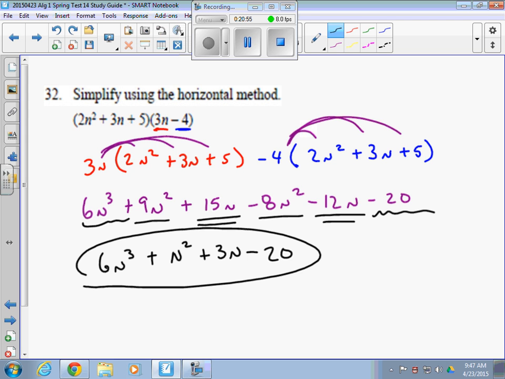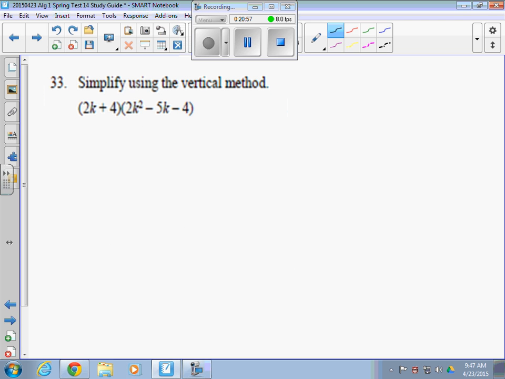For number 33, you're told to do the vertical method. In order to do the vertical method, you multiply these on top of each other by stacking them. So all you need to do is take the first one, 2k plus 4, and multiply it times 2k squared minus 5k minus 4. So we'll multiply each of the terms by each of the terms.